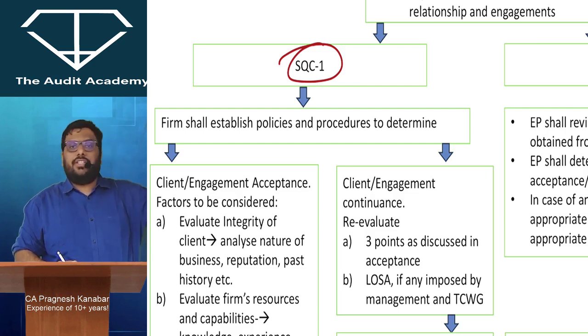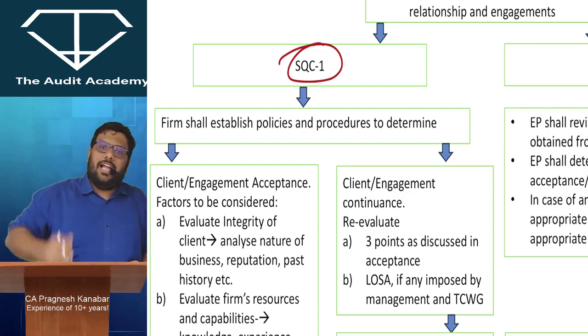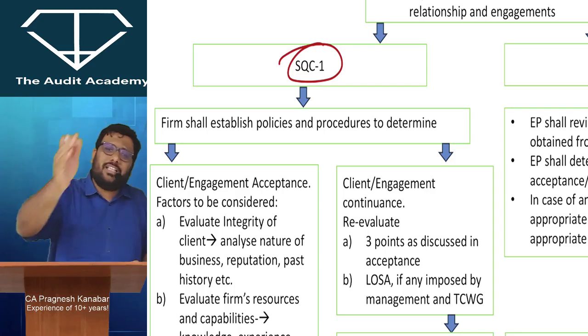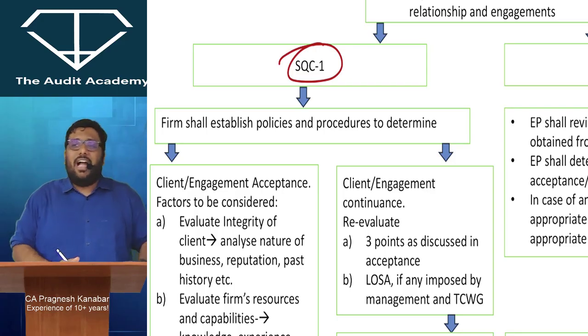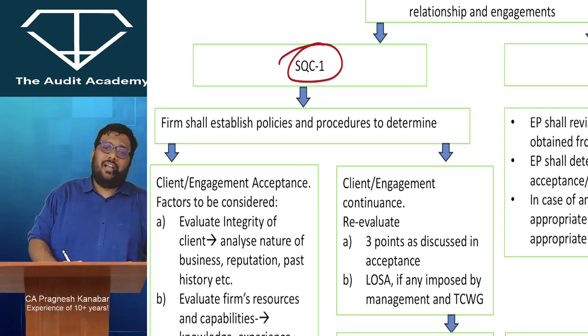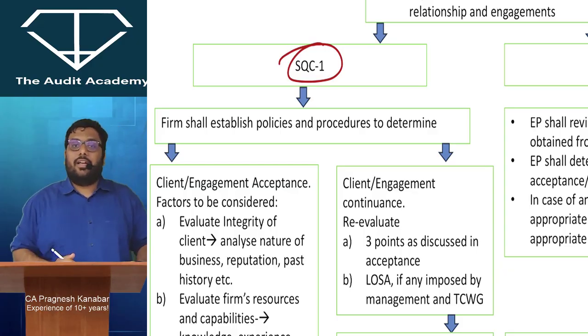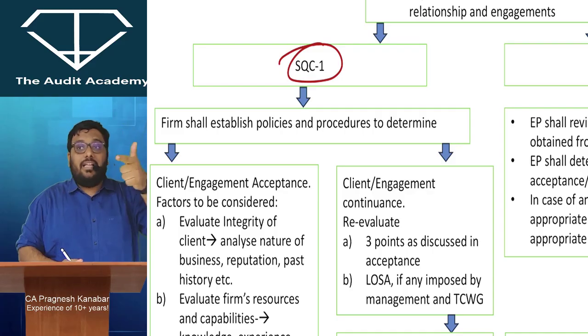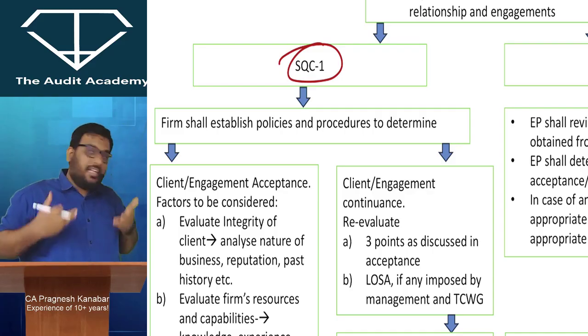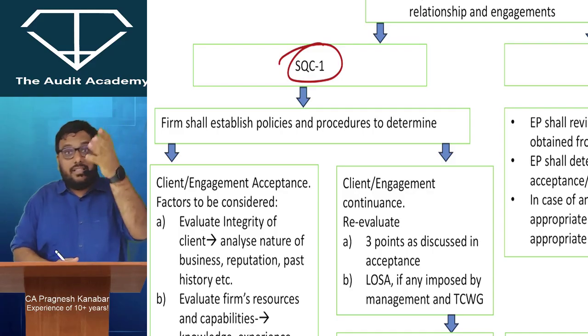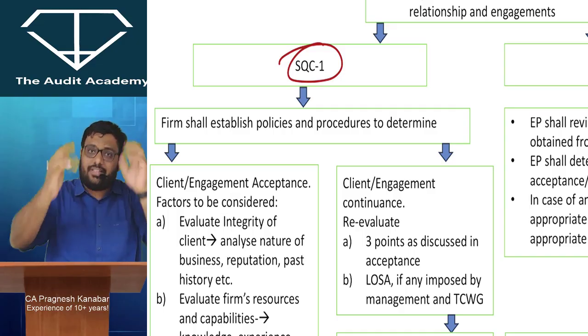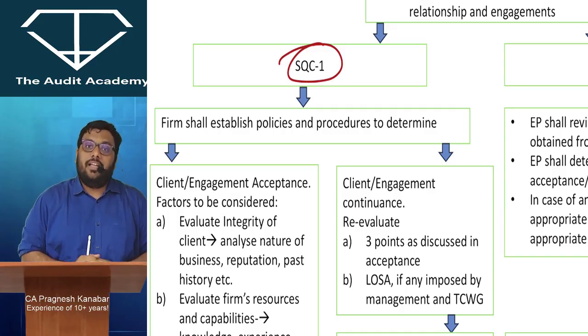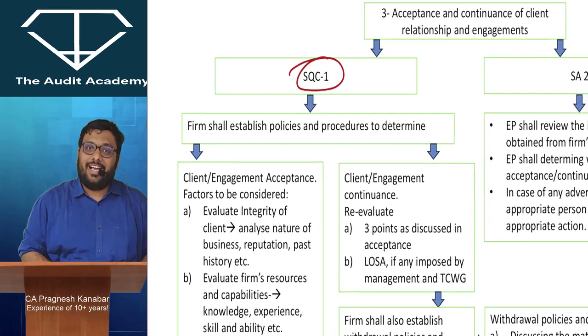Today, if Anushka Sharma is ready to marry me, I am not going to accept that marriage, not because I have doubts over Anushka Sharma. I have doubts over myself. I know that I cannot handle her. So first is evaluate the integrity of the client. Second, evaluate your own resources, competence, capabilities. And third, decide whether both of you will be able to stay with each other or not. Compatibility, compliance with ethical requirements. Are you getting my point?